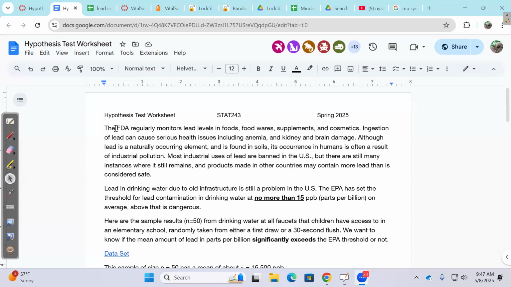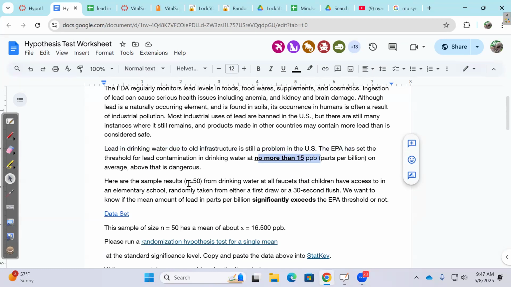So again, we are concerned about lead levels in water. And here we have an old elementary school, and we want to see if there's more than 15 parts per billion of lead. And we have a sample of 50 vials of water. And we want to know if this sample significantly exceeds.